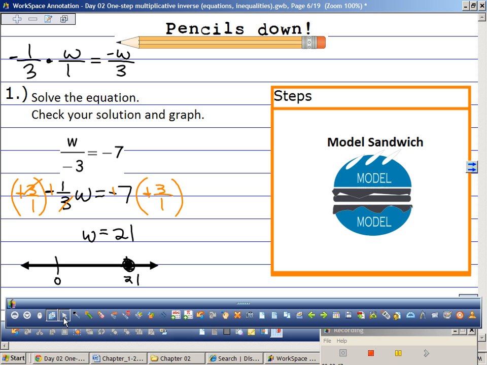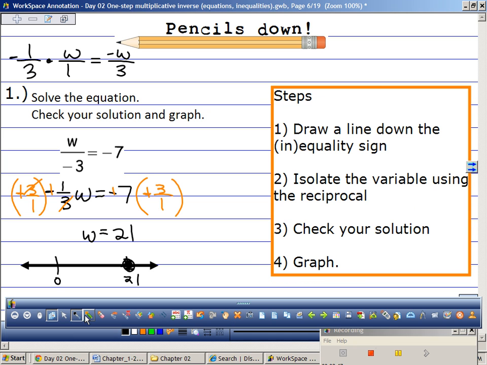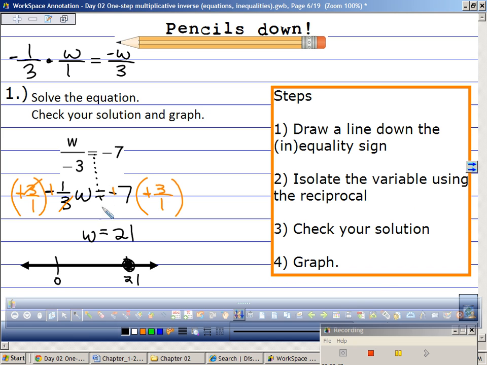All right, so let's go back and look over our steps. Draw a line down the inequality sign. I have a really bad habit of not doing that. So there's our line. Isolate the variable using the reciprocal. I isolated the variable by multiplying both sides by 3/1 or -3/1. Check our solution. We did not check our solution yet.